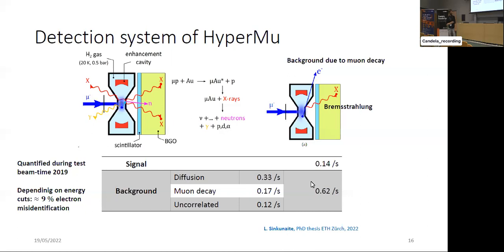This was extracted here. The uncorrelated background we could also measure, and the diffusion is mainly simulated for the target parameters. So this means that the background rate is still much higher than the signal rate, but okay, it just takes time for each laser frequency setting.